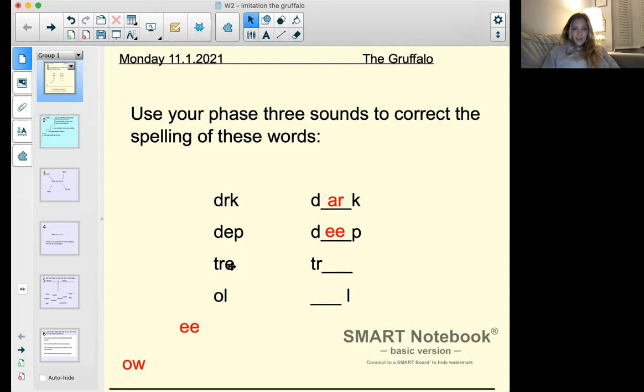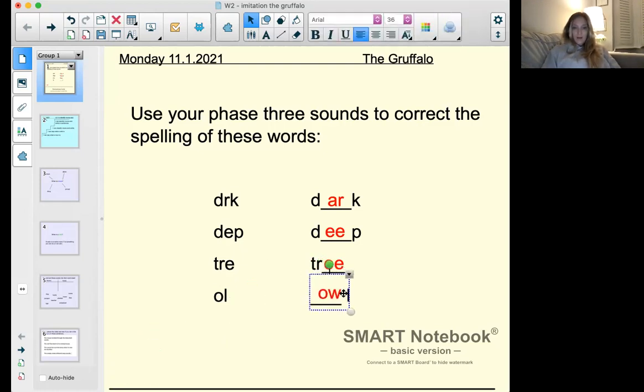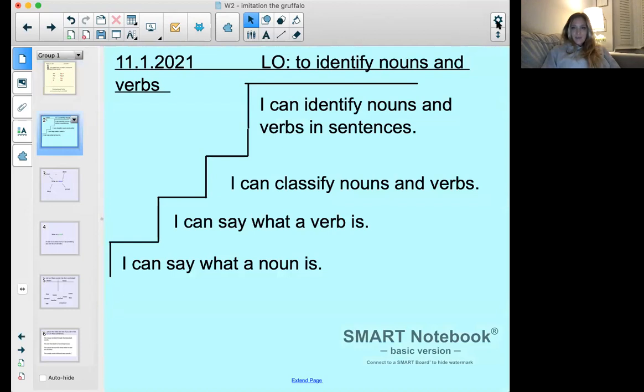And same thing with this word. We have tre? No. Tree. I'm going to use my double e digraph again. Owl. A word from the story that's owl. Owl. I know. Owl. Well done on your sounds and to fix your spellings, and give yourself a tick if you've been able to sort them all.